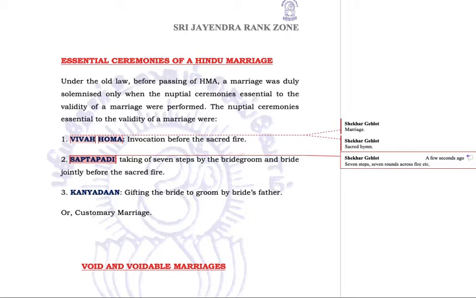Okay, 7 steps or 7 rounds across fire, etc. Kanyadan, gifting the bride to groom by bride's father. Handing over the girl to groom. This is done by father or some other elder. Okay, these are the essential ceremonies of Hindu marriage.